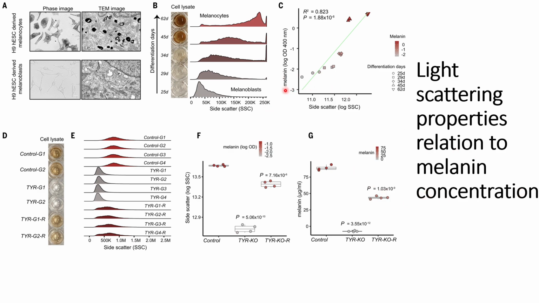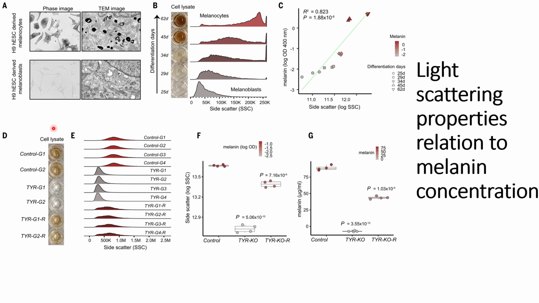Thereafter, they also plotted a linear relationship between side scatter and the melanin concentration, for which they got an R square value of around 0.823 and a P value of around 1.88 times 10 to the power minus 6. And after that, they checked their hypothesis, whether the side scattering properties are really because of the melanin concentration or something else.